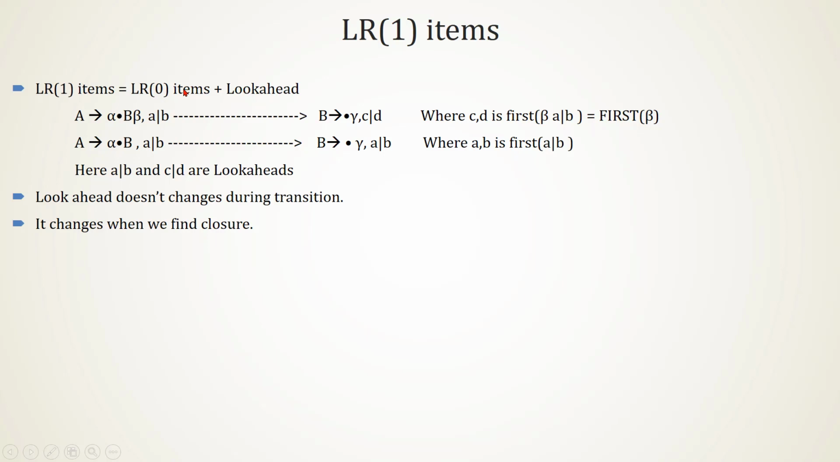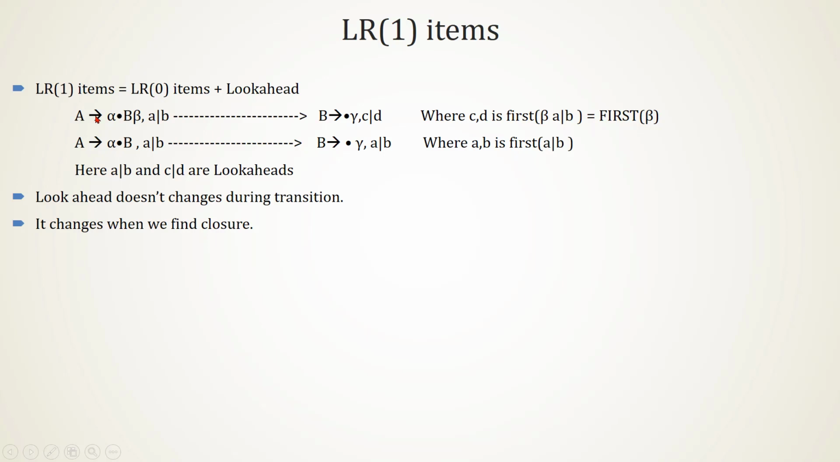You already studied how to find LR0 items. In addition to LR0 items, we have some look aheads here. If you look at this production, after the RHS you have a comma followed by some symbols. Here it is A or B, and here also it is A or B. These A and B are called look aheads. So in addition to the production, we have some symbols, and such symbols are called look aheads.